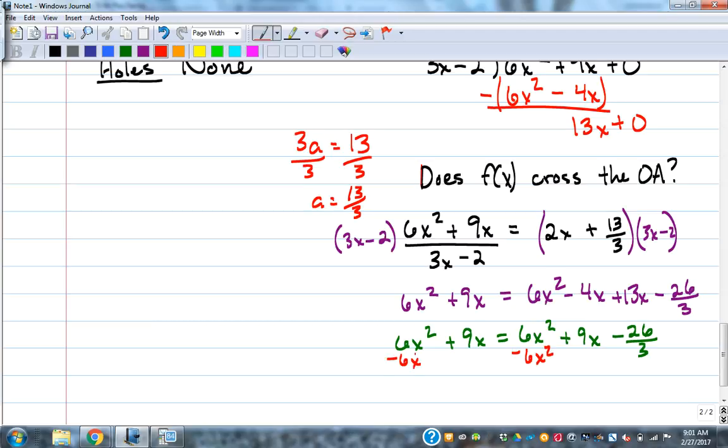Yeah, the minus 6x squared, those cancel each other out. And if I move the 9x, yeah, it cancels out too.